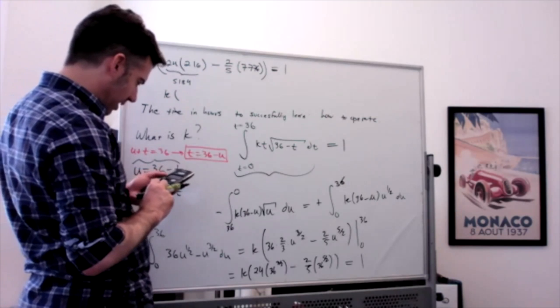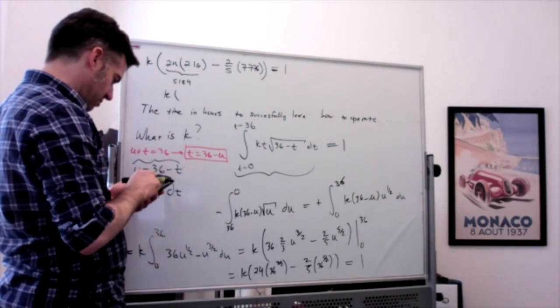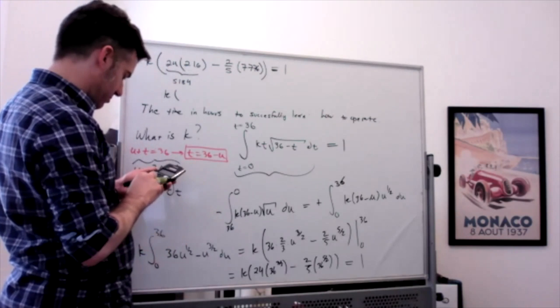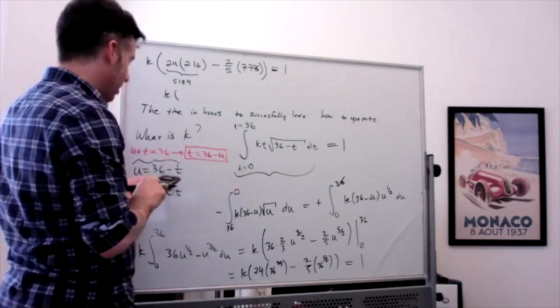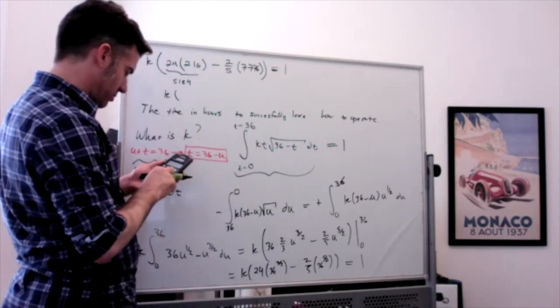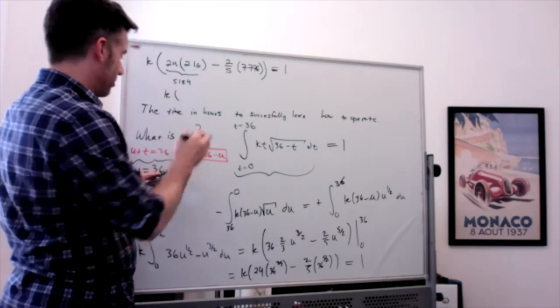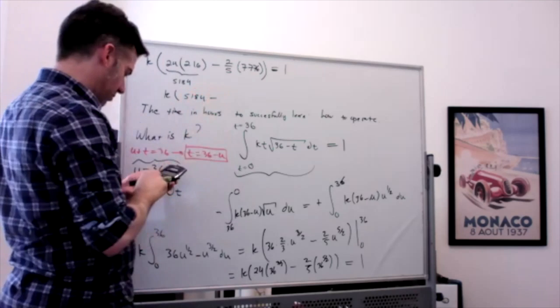So k times, which is a fraction, would be... I never know how to make this thing make fractions. Anyway, you get... I said a number, I forget what it was. Sorry, 24 times 216, divided, minus that number there.